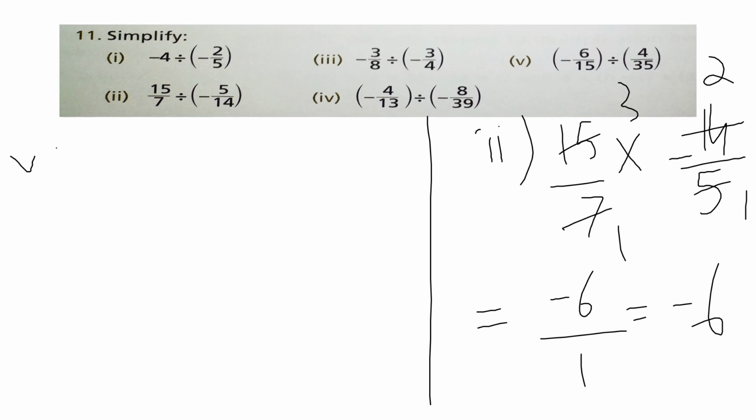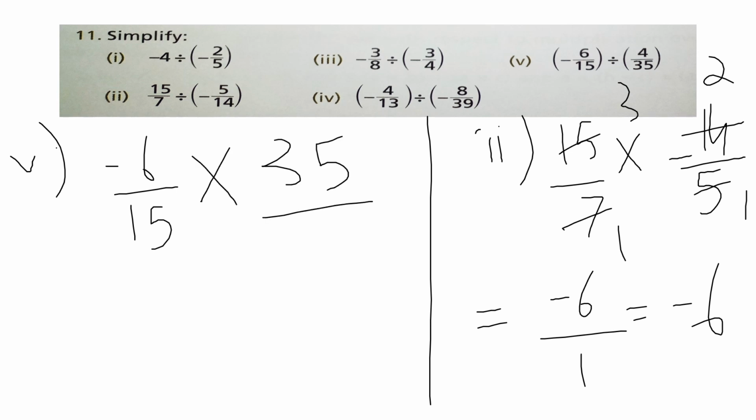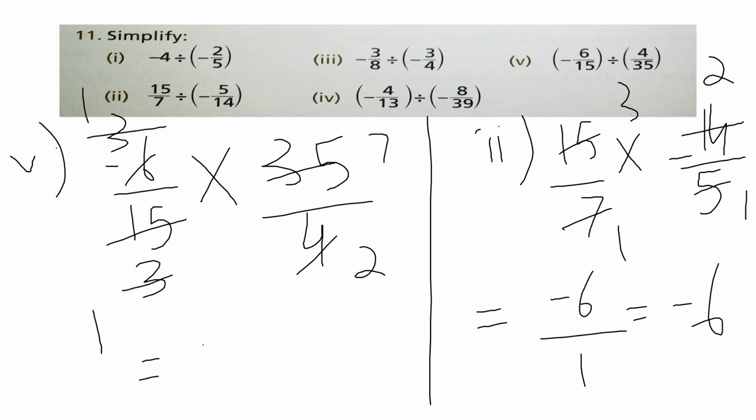The fifth part is minus 6 by 15. Change the division sign into multiplication. So it will become 35 by 4. So 2 2s are 4, 2 3s are 6. Then 5 3s are 15 and 5 7s are 35. 3 1s are 3, 3 1s are 3. So it has become minus 7 by 2.